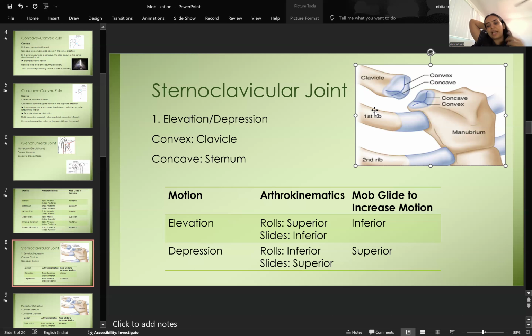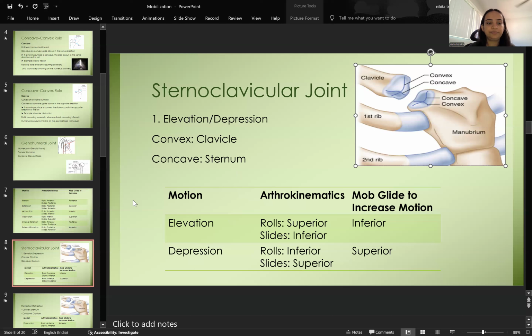I should give inferior glide at the sternoclavicular joint to increase the elevation of the shoulder joint. And the opposite of elevation is depression. You see, with depression, my finger is moving in the downward direction. So which glide should I give? The superior glide to increase the depression.